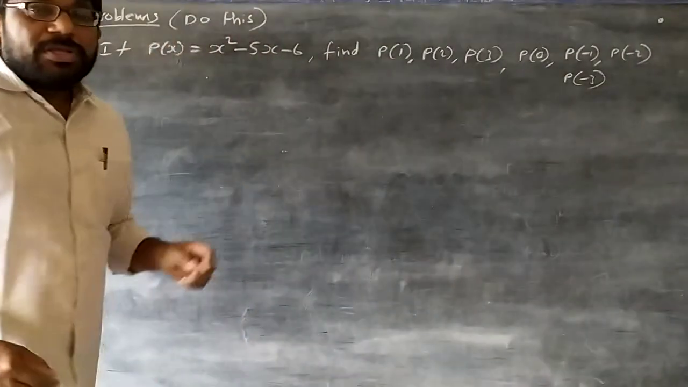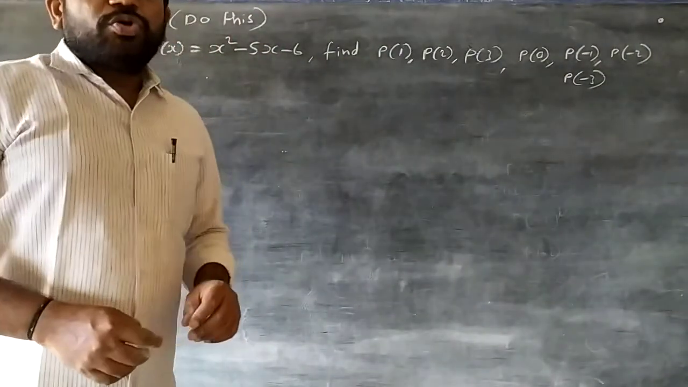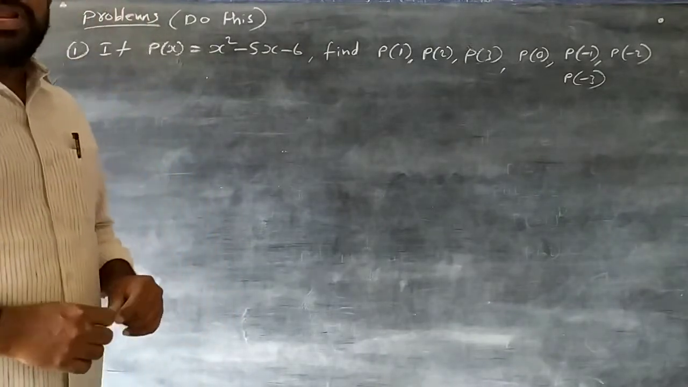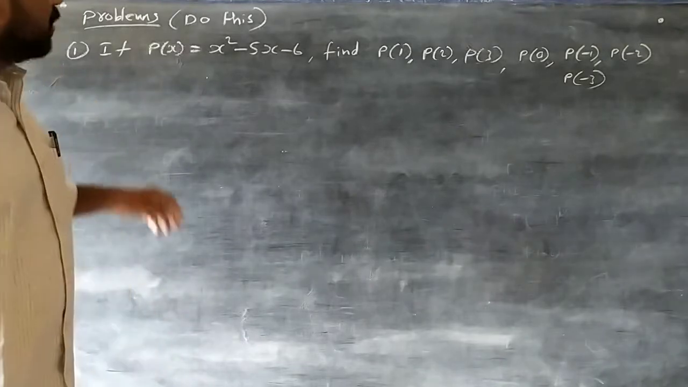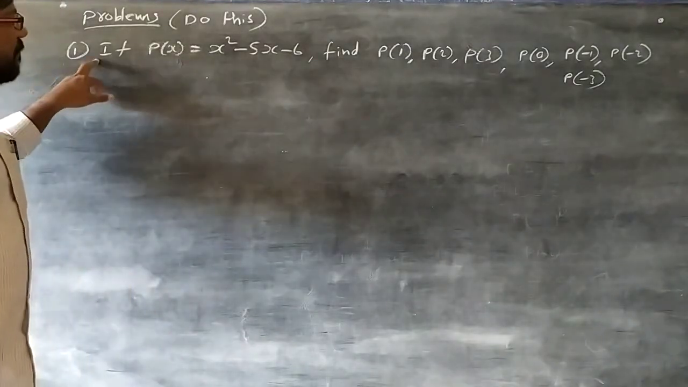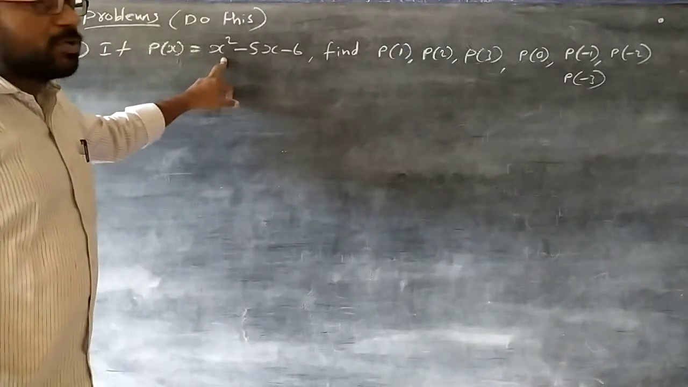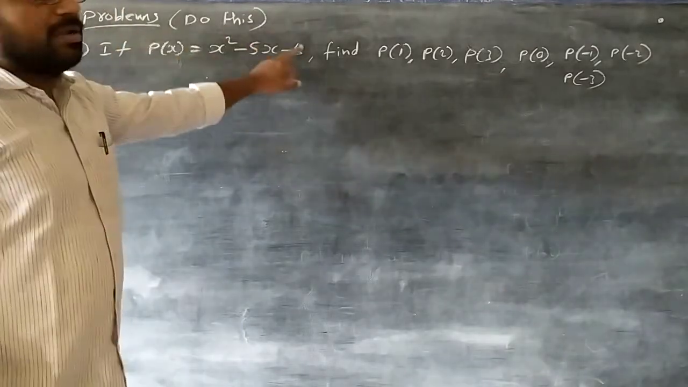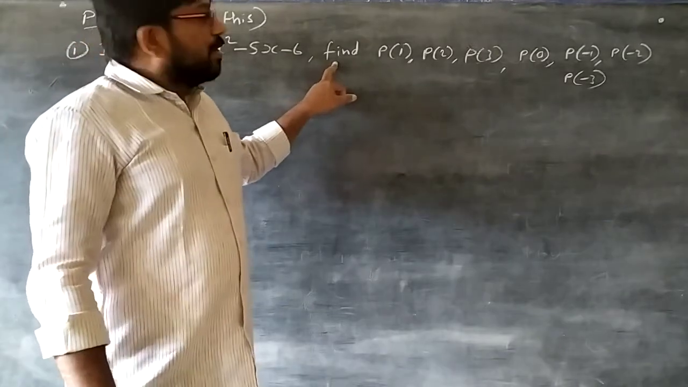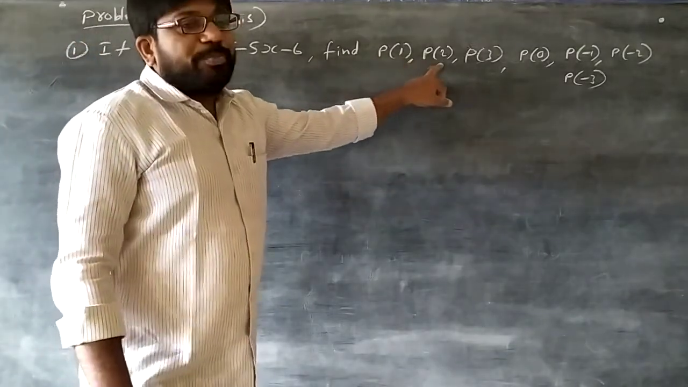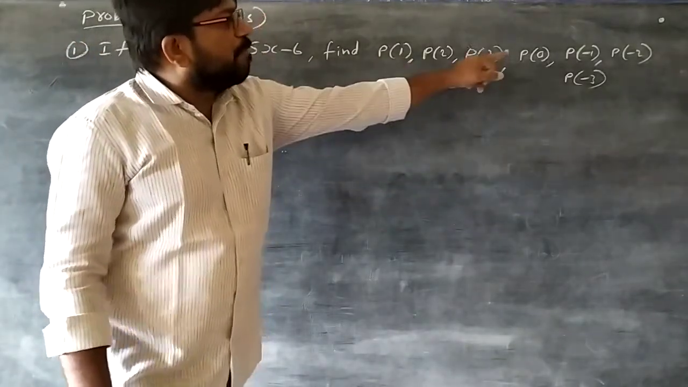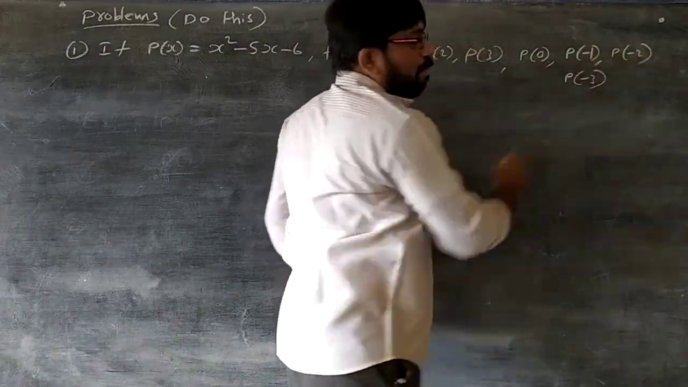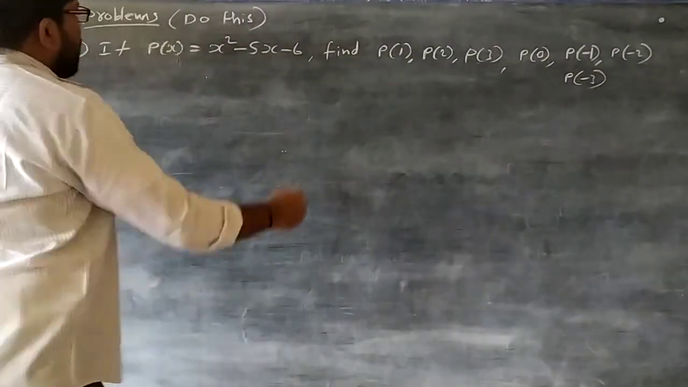Problems. These problems belong to finding the value of a polynomial at x equal to any number. The first problem: if p of x equals x square minus 5x minus 6, which is the given polynomial, then find p of 1, p of 2, p of 3, p of 0, p of minus 1, p of minus 2, p of minus 3. The first one.